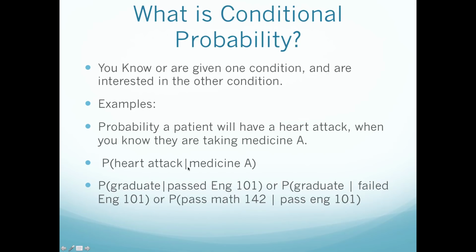This vertical bar means given. You know that everything after that vertical bar has happened. So you can write it either way as a sentence, or you could turn it into a slightly shorter hand notation. Some other things you might look at are the probability somebody graduates if you know they passed English 101.